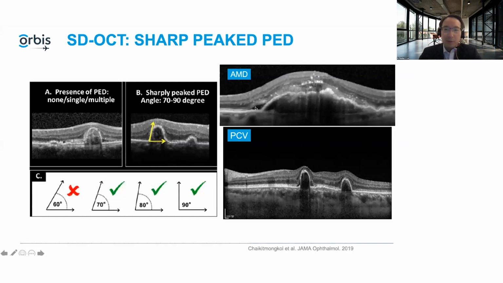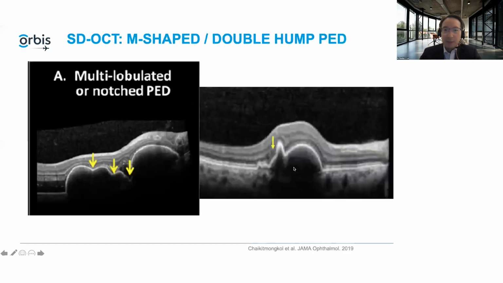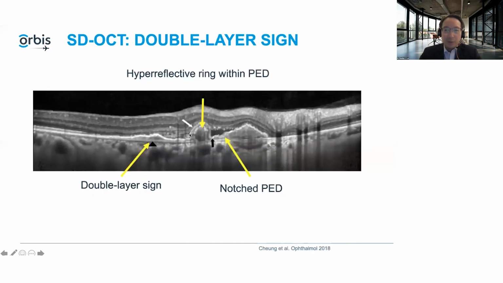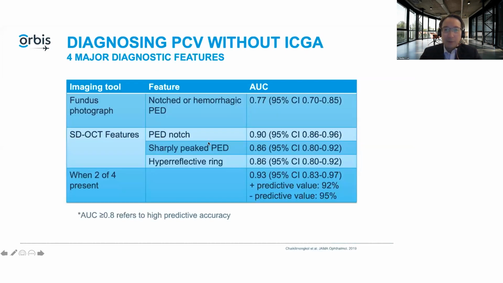So in a typical neovascular AMD picture, you can see on the top here, it's around 45 degrees. So this PED is a fibrovascular PED due to AMD. The one at the bottom, you can see this is a very sharp peak, almost 90%. And this is a typical PCV kind of PED. You can also see multi-lobulated or M-shaped and notch PED. Also this double layer sign and also the hyperreflective ring. So this is representing the polypoidal lesion.